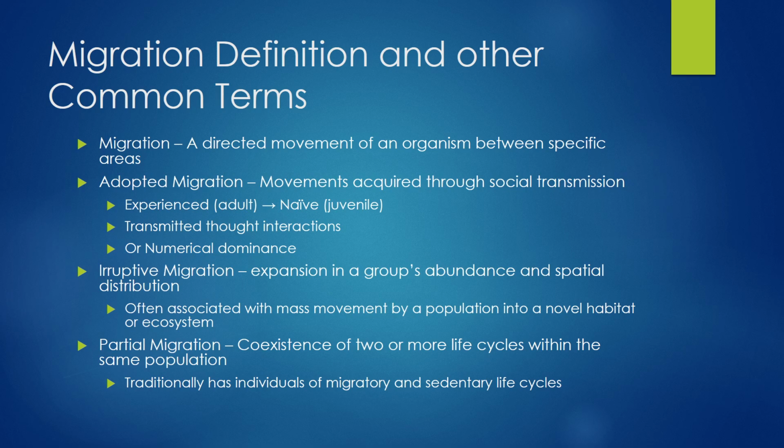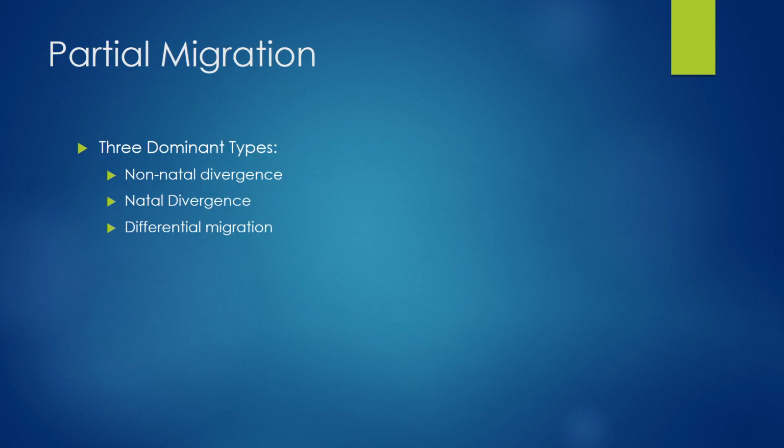Partial migration is the coexistence of two or more life cycles within the same population, traditionally an individual of a migratory or sedentary lifestyle. Partial migration has three dominant types. There are the non-natal divergence, the natal divergence, and differential migration.